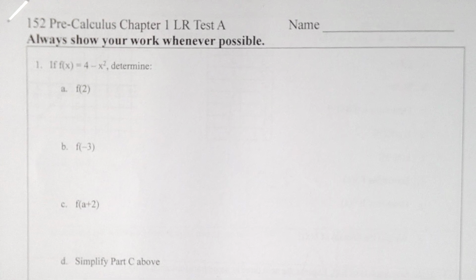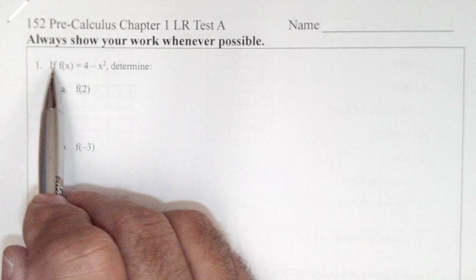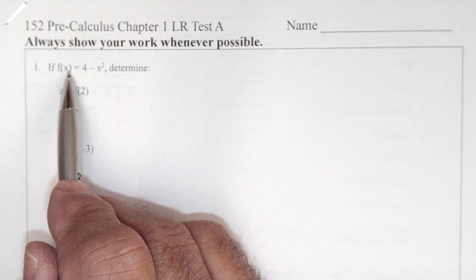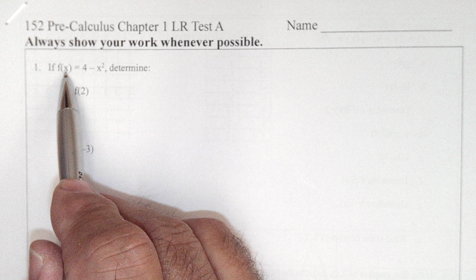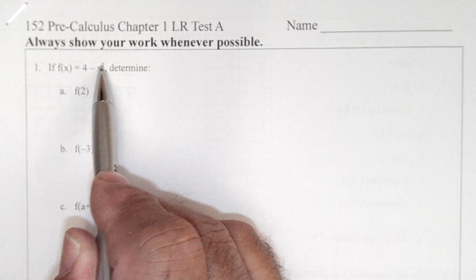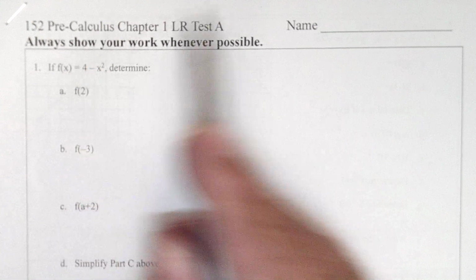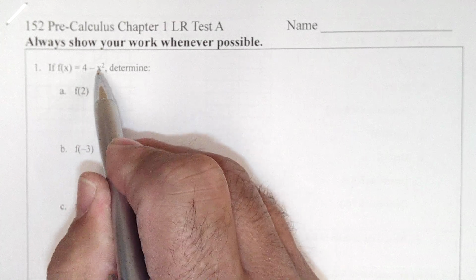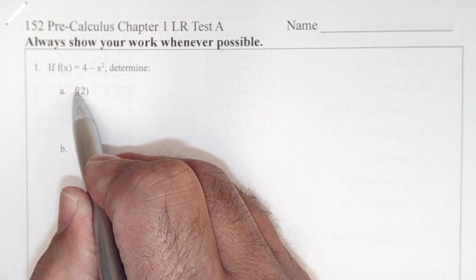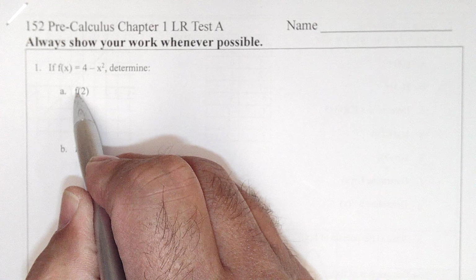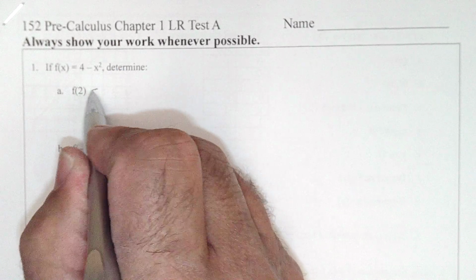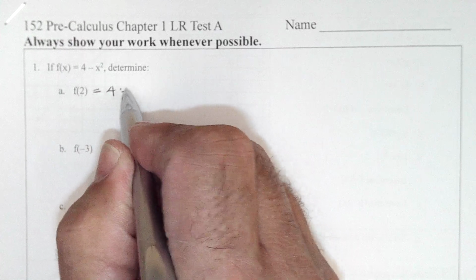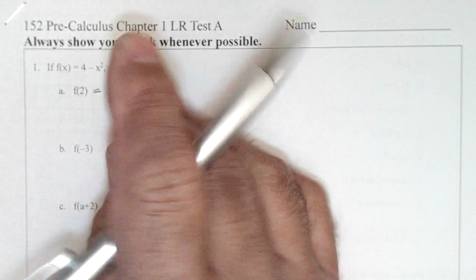Okay, let's go over the test. The function is 4 minus x squared. Whatever the input is, we square it and then subtract that answer from 4. So if we put 2 in for the x, it says find f, or the y value, when x is 2. So we get 4 minus 2 squared.